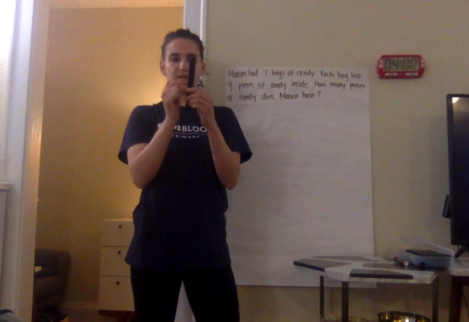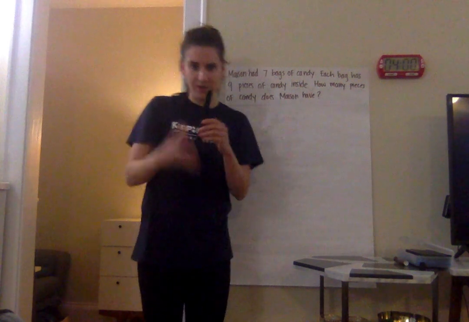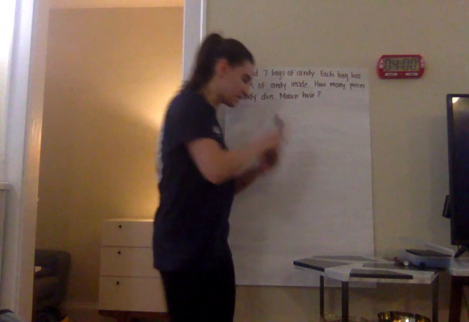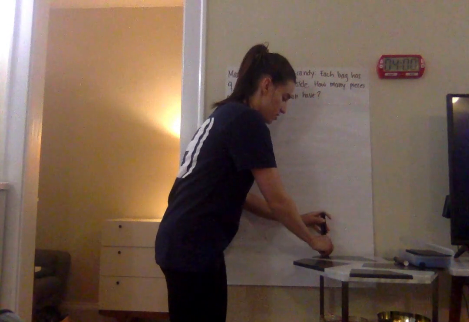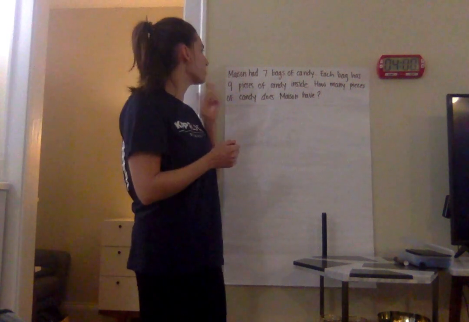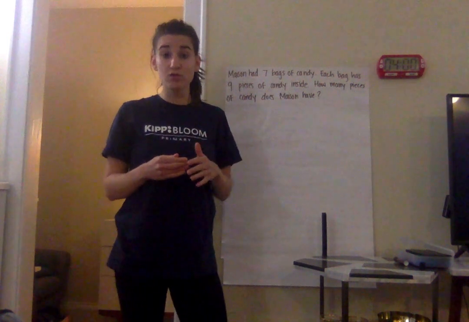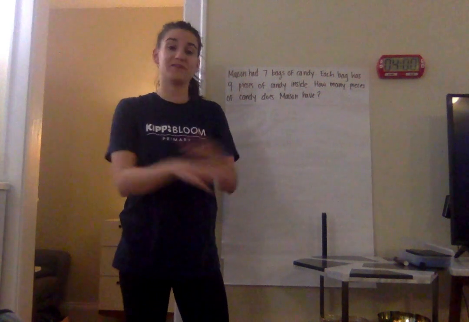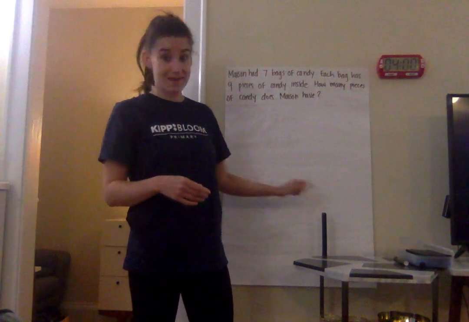1, 2, 3, 4, 5, 6, 7, 8, 9. And I'm going to imagine that these are inside a bag. So I'm going to keep them as one group together. That's 1 bag of candy with 9 pieces of candy inside it. He had 7 bags. I need to do the same thing 6 more times so that I have 7 bags that each have 9 inside of them.